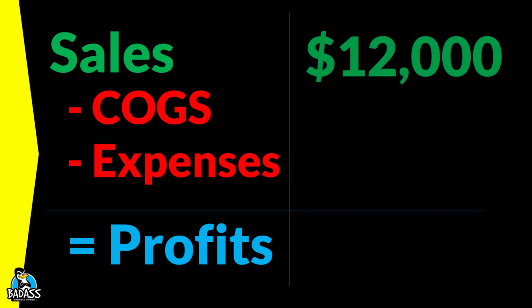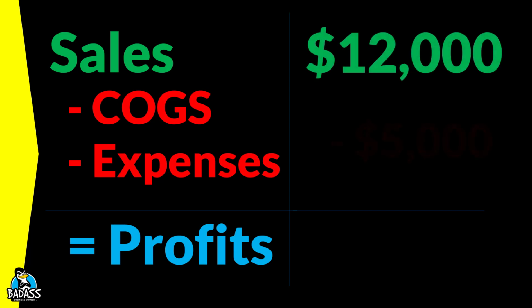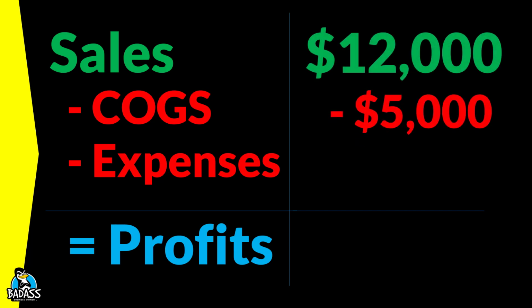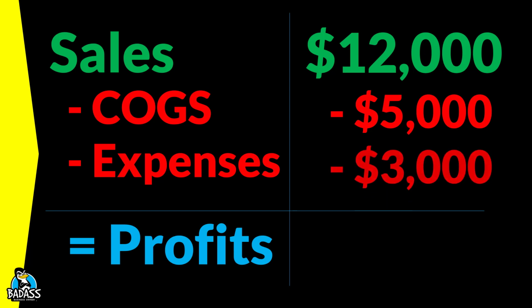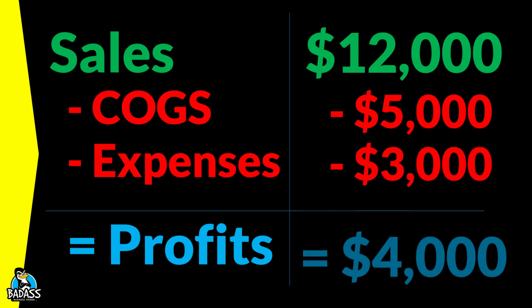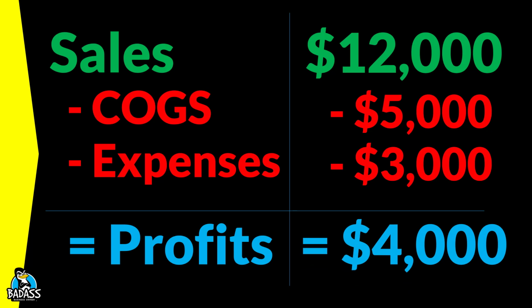So first off, let's just say you do $12,000 in sales. Your cost of goods are about $5,000. Your expenses, $3,000, means your profits are $4,000. Nice and simple, right? Sales minus cost of goods minus expenses equals profit.